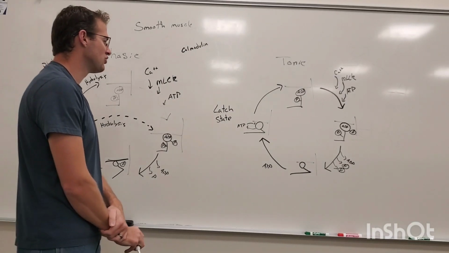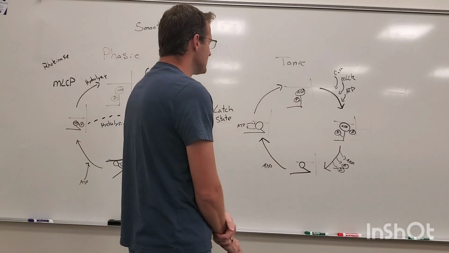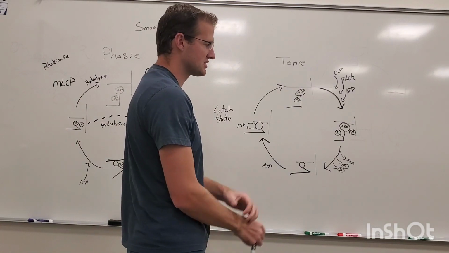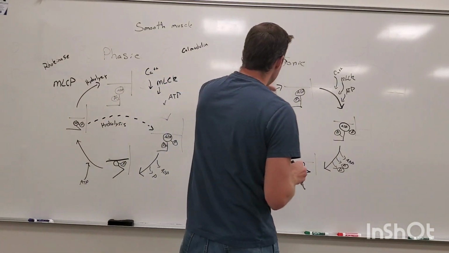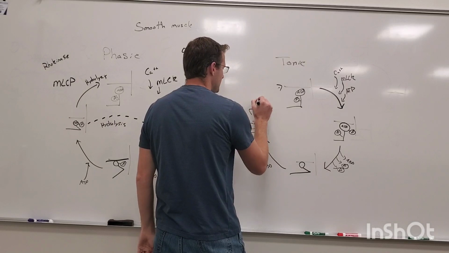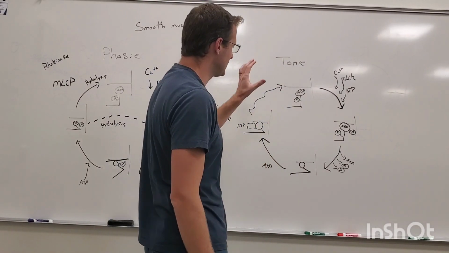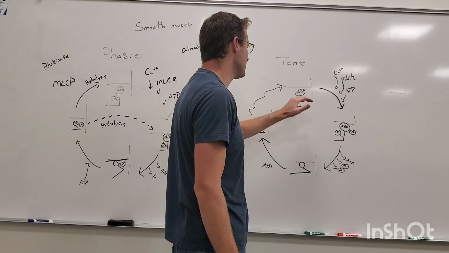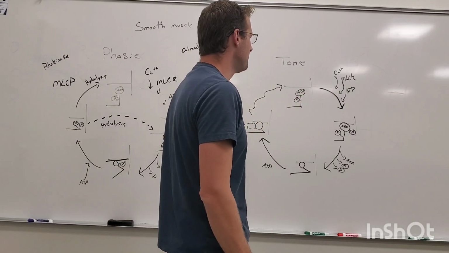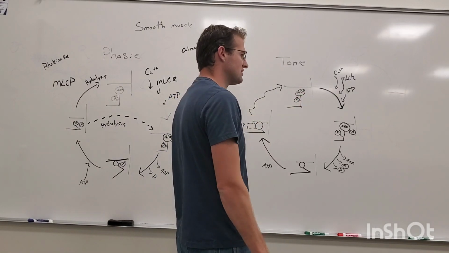This tonic smooth muscle contraction is a little bit different. This is going to be something that stays contracted for a long time. I'm just going to edit this arrow here and I'll tell you why in just a second. So we have the same thing. Here's our myosin head, our actin, we have our ADP and our phosphate. Calcium comes in, it's going to do the same thing.